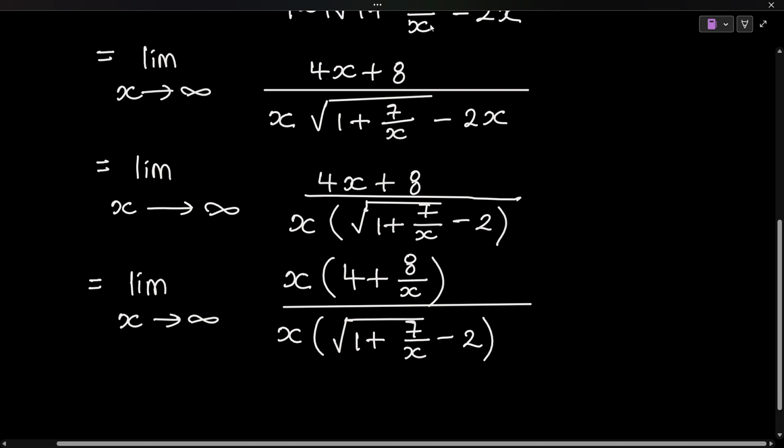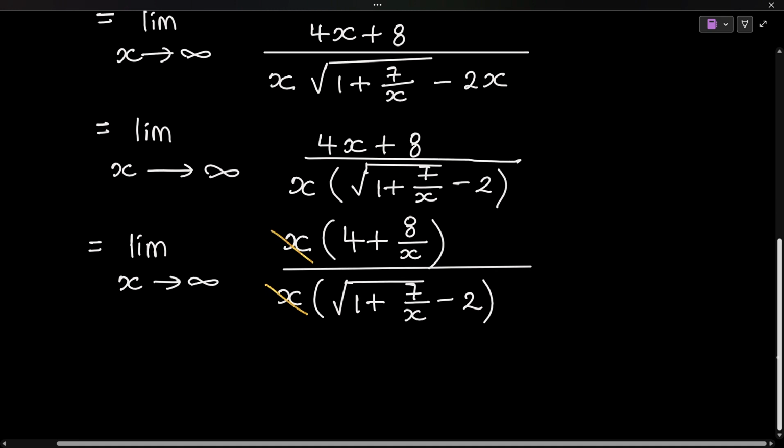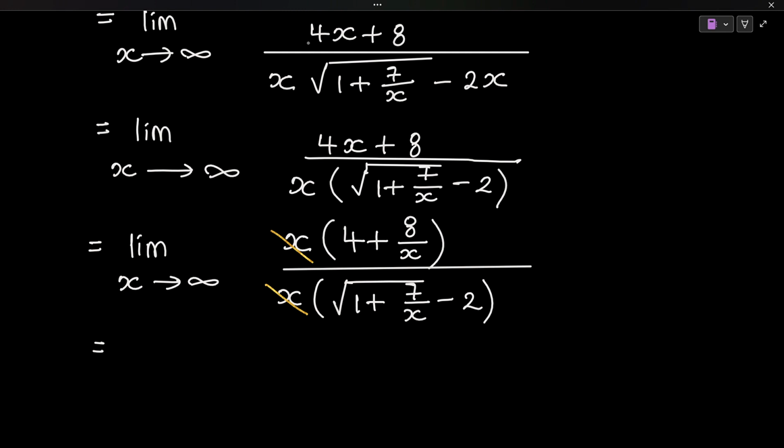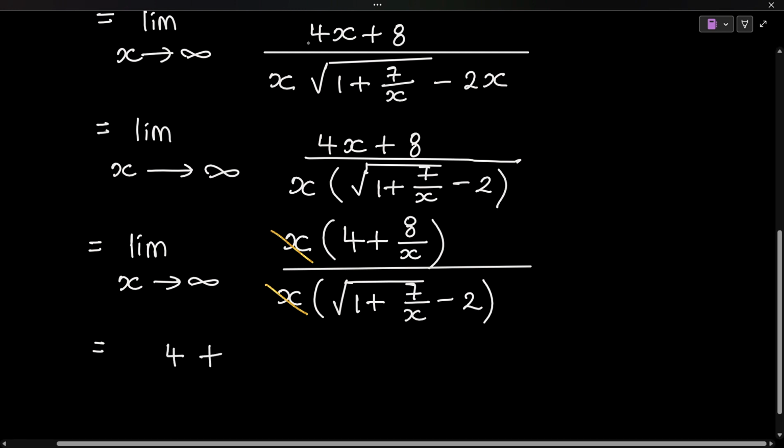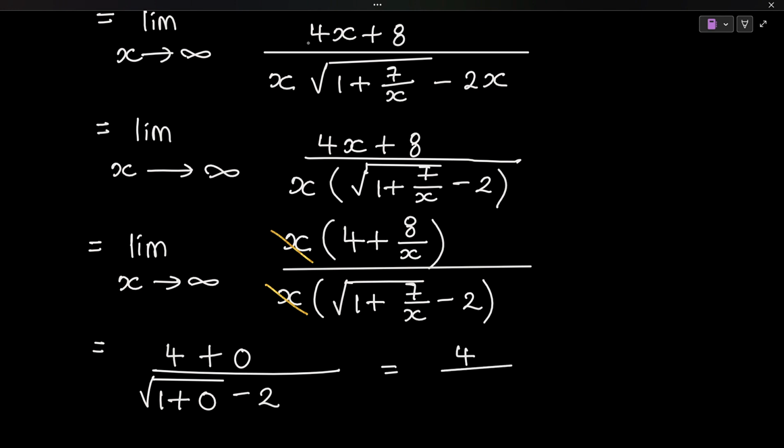Now this is exactly what we want. We want the x's to cancel out with each other. At this point, we can now make use of the limit. So wherever we have x, we are going to substitute infinity. So we have 8 over x, that is 8 over infinity, which is equal to 0. In the denominator, under our square root, we have 1 plus 7 over x is 7 over infinity, that's going to be 0, minus 2. Simplifying our numerator, we are left with 4.